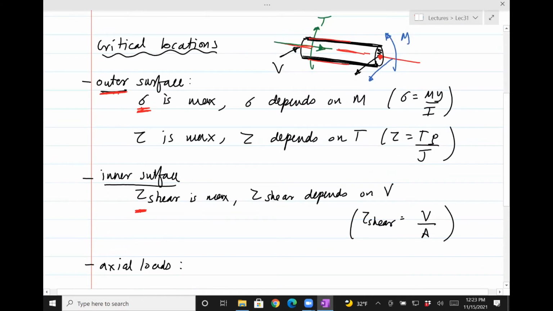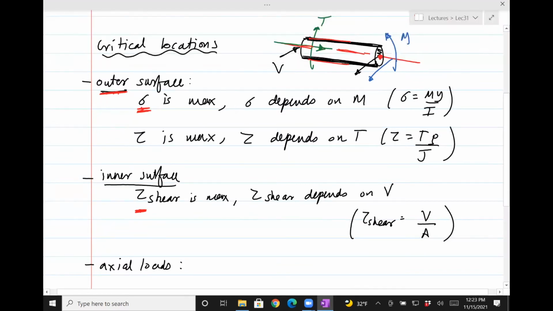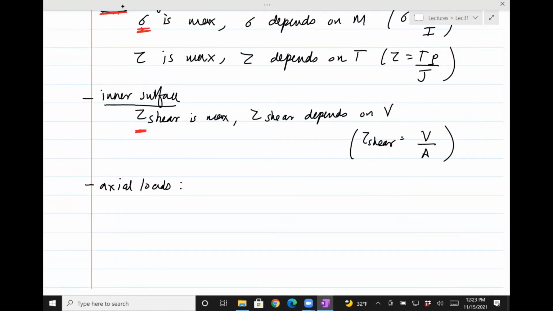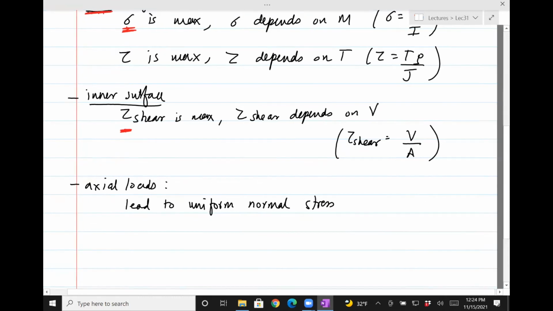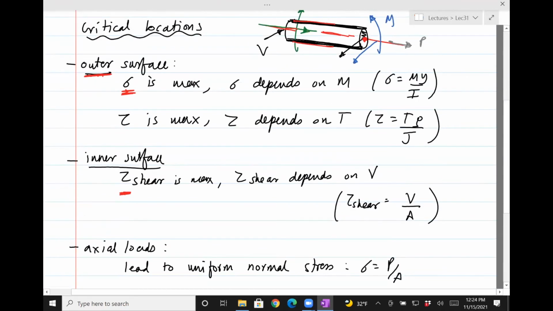Now, axial loads give uniform stress throughout the cross section. Let's say there's an axial load P, then axial loads lead to uniform normal stress, which is sigma equals P divided by A. So that stress really doesn't give any critical locations. It's distributed throughout, but you should not forget to add the effect of P.